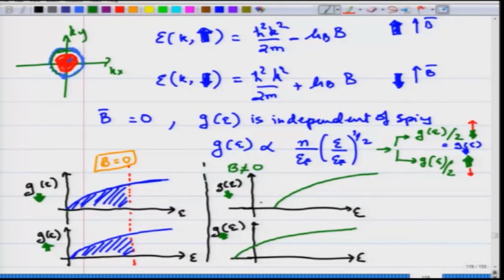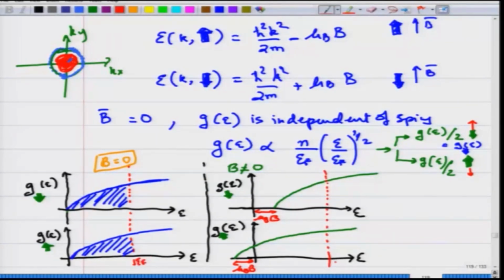So, this distance is mu B into B, and this distance is mu B into B, but now it is shifted with respect to 0, it has lower energy. So, for zero energy it is starting from minus mu B, this one, the one where the magnetic moment is parallel to B, it is starting from minus mu B, and this one is starting from plus mu B. The Fermi energy is still here, it is unchanged.